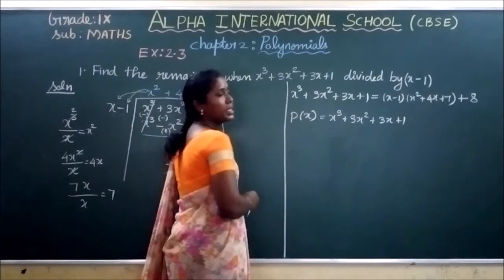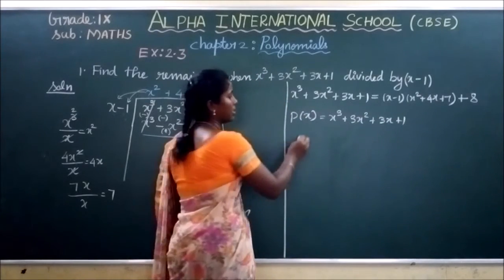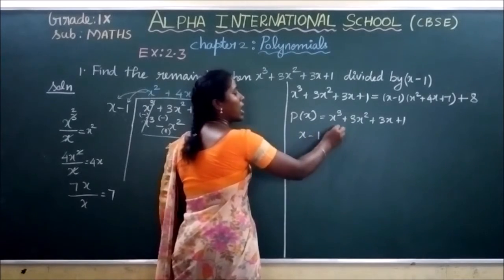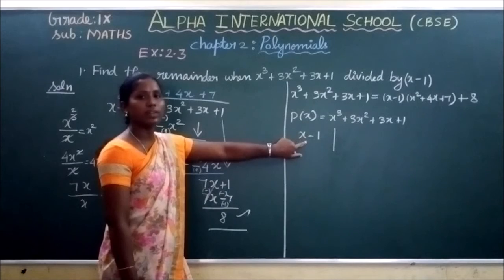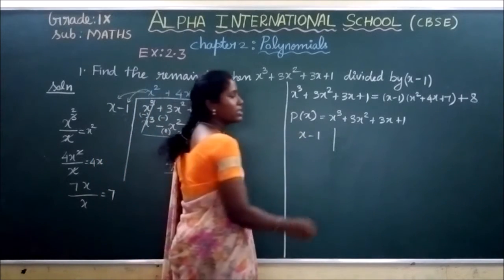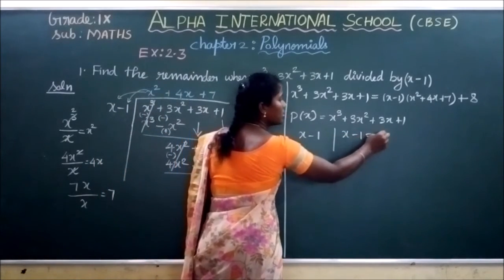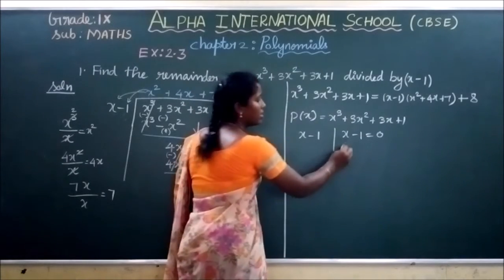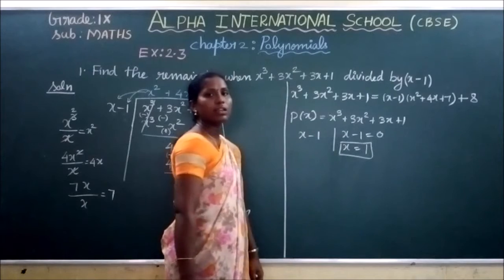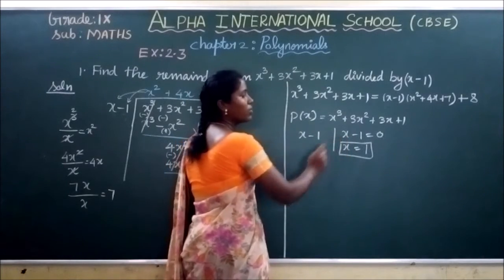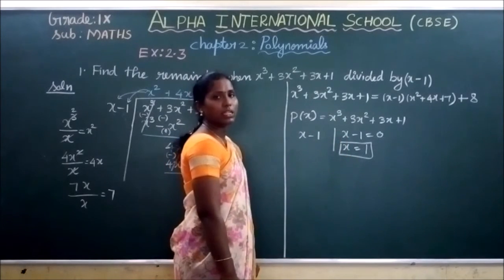Okay. What is the divisor? It is the linear polynomial, that is x minus 1. We have to find the 0 of the divisor. What is the 0 of this divisor? It is a linear polynomial. How will we find the 0? We equate this to 0 and the value of x is equal to 1. So x is equal to 1 is called the 0 of the linear polynomial x minus 1.